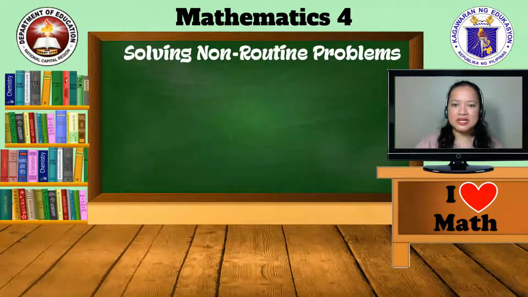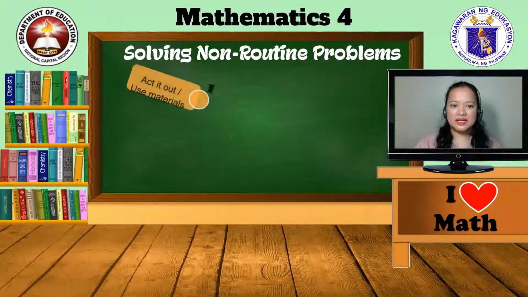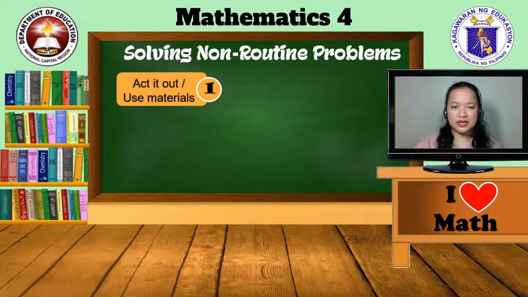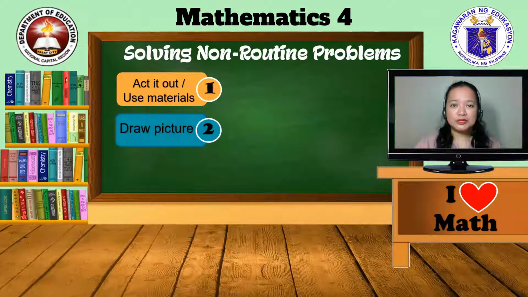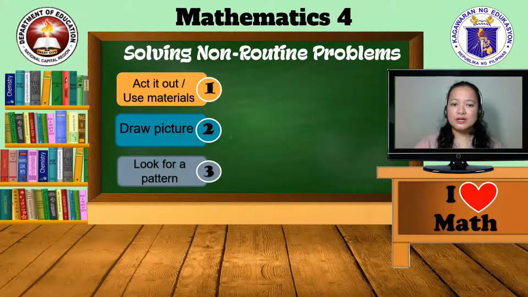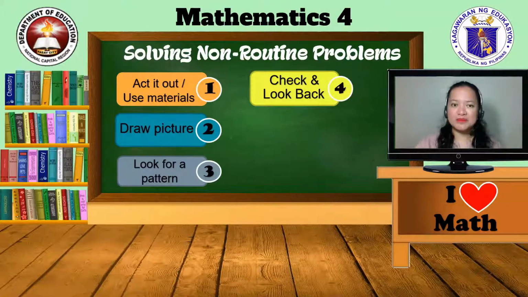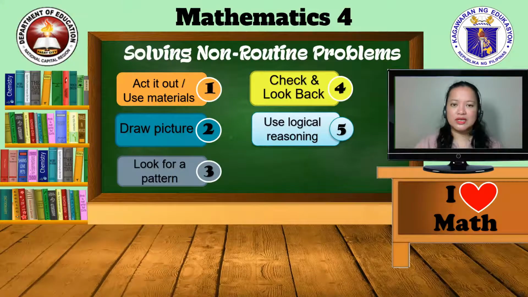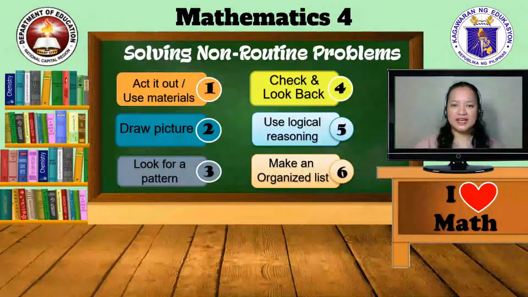Non-routine problems typically do not have an immediately apparent strategy for solving them. Oftentimes, these problems can be solved in multiple ways. Possible strategies include act it out or use materials. You have to visualize the situation or problem. Draw a picture or diagram. Look for a pattern. Check and look back if your answer makes sense. You may also use logical reasoning and make an organized list.